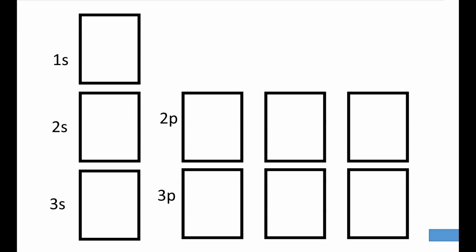So this, I've rewritten it. We have our 1s. There's only one orbital in the 1s suborbital. We have 2s, which has 1 again because it's an s. So all the s's only have 1 spot. Each p has 3 different possibilities. So I have 3 different boxes here. What I'm going to do is take those 16 electrons and add them into my orbitals.